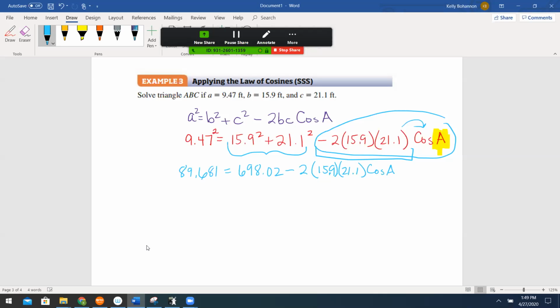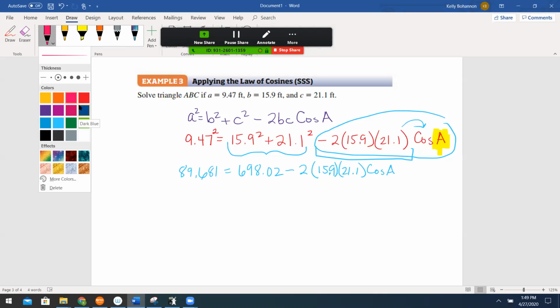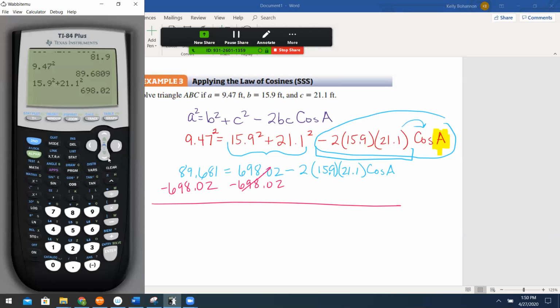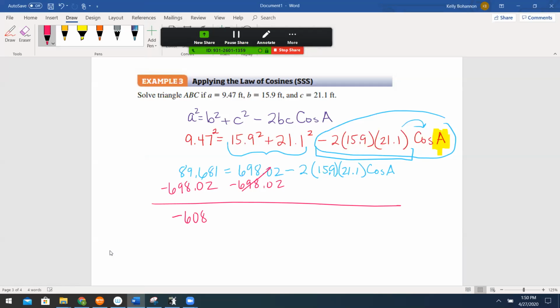All right, and now I'm trying to get that cosine A by itself. So now I need to start getting rid of pieces that are in with it. So I'm going to first subtract the 698.02. And yes, it's going to make this negative over here, but that's okay because it'll all fix itself in just a minute. So I had the 89.681 minus 698.02, negative 608.34, equals negative 2 times 15.9 times 21.1.